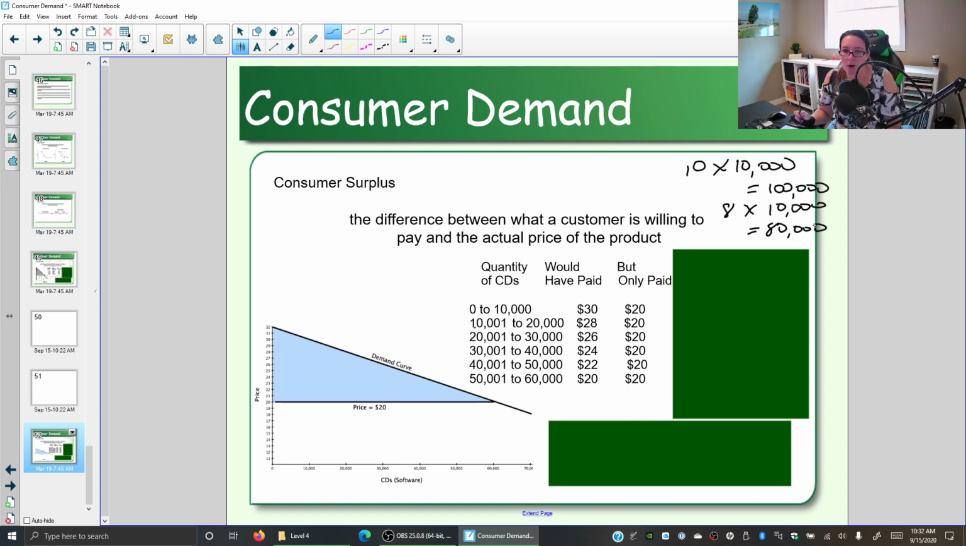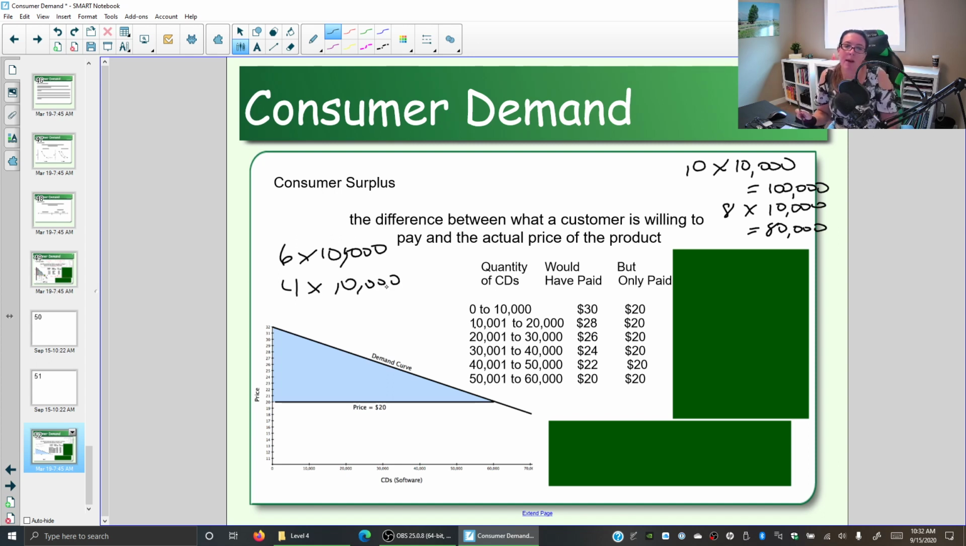So we could keep working through this example for the next 10,000, right? If we would have paid 26, we only had to pay 20. We're getting a deal of 6. But we have to recognize that we're getting that deal for the next batch of 10,000. When we go from 30,001 to 40,000, that's a deal of $4 because we would have paid 24. We only had to pay 20, and we're getting that for the next 10,000 units.